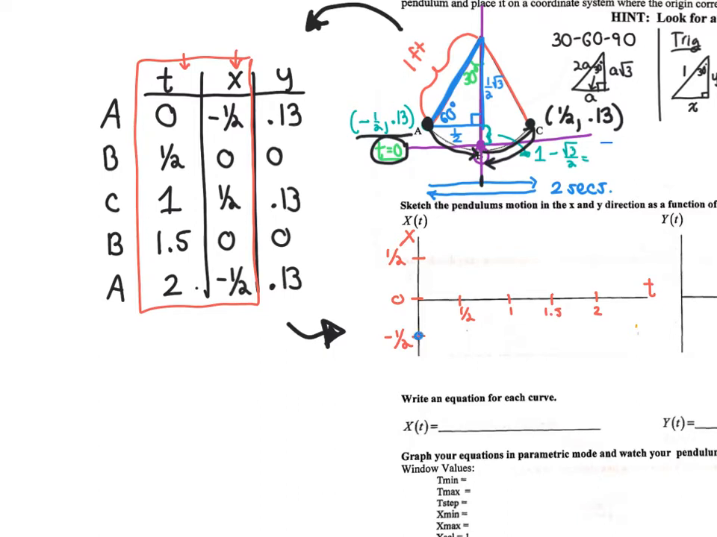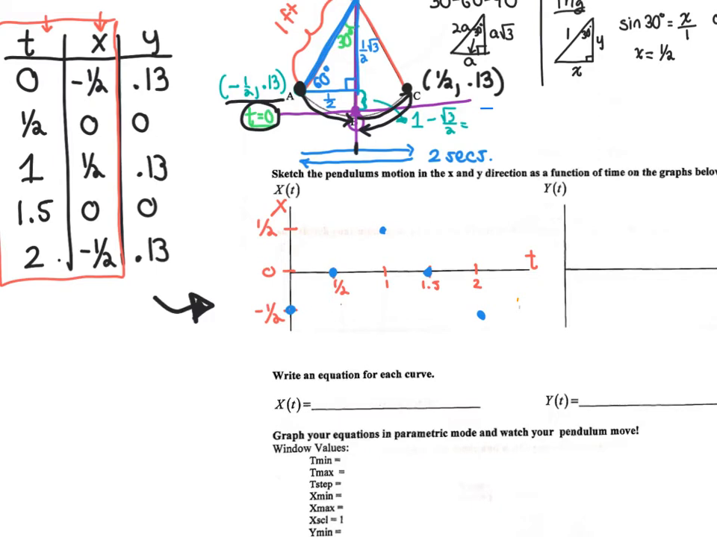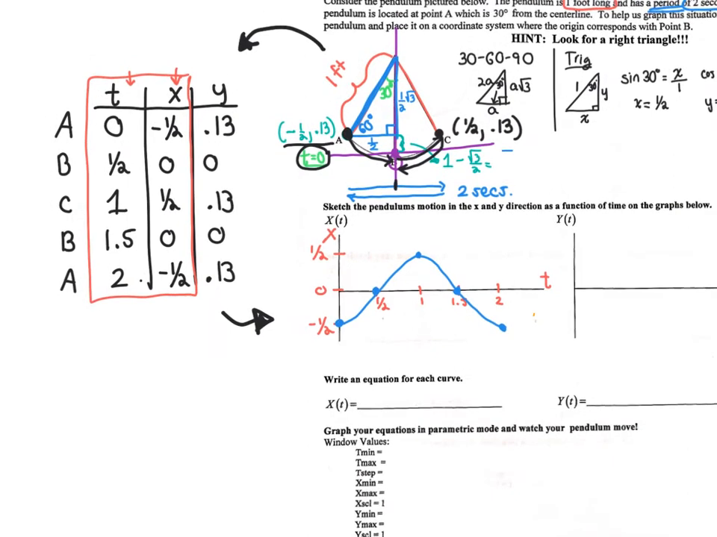At 0, I'm going to be down here at -1/2. Then at 1/2, I am at 0. At 1, I am at +1/2. At 1.5, I'm back at 0. And at 2, I am back down at -1/2 again. And if we sketch that, we see kind of a curve that looks like this. Now keep in mind, this is one period, which means that the pendulum is going to continue to swing out and back, which means that this will continue to follow in this pattern.